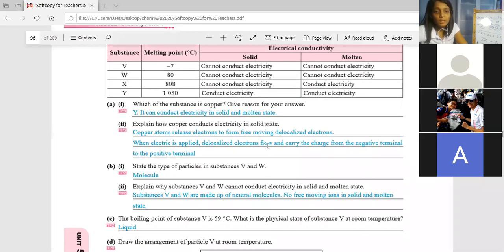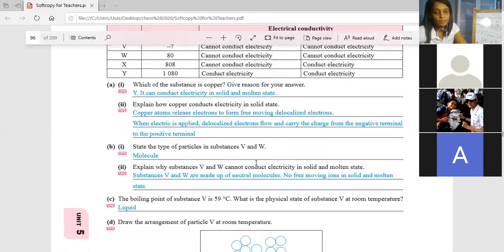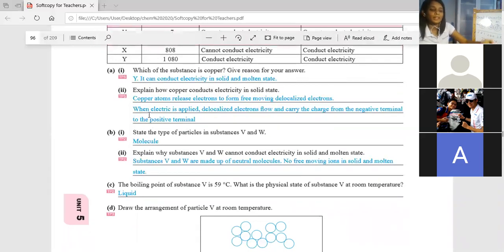Okay, next one. How can copper conduct electricity in a solid state? So how can a metal conduct electricity? Okay, the copper atom will release electrons to form free moving delocalized electrons. See that the word delocalized is here, right? Must have delocalized. So copper atoms will release electrons to form free moving delocalized electrons. When the electric field is applied, the delocalized electrons will flow and carry the charge, like we discussed that day, from the negative terminal to the positive terminal.